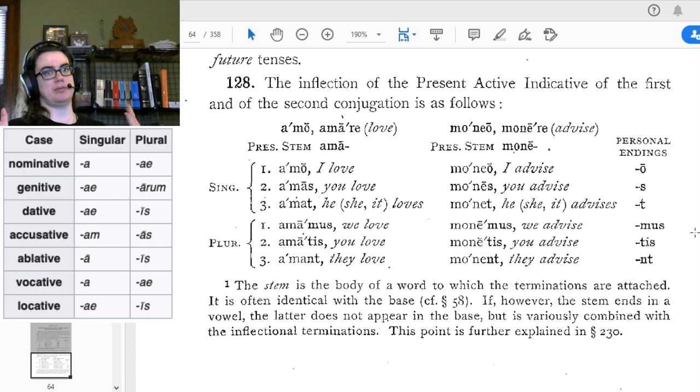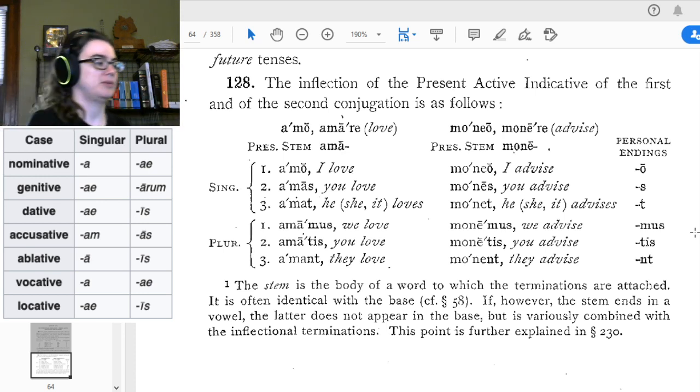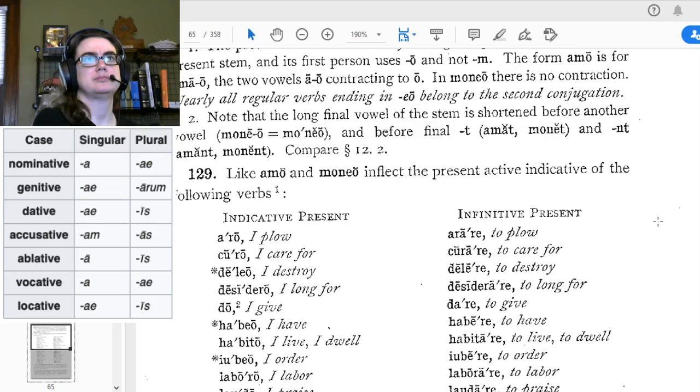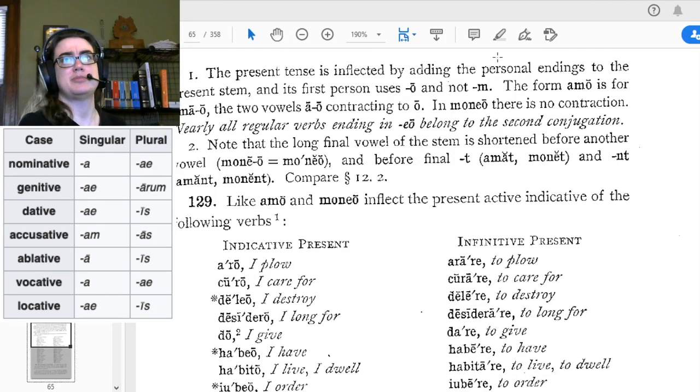That's just if you want to be writing poetry. Or if you're working with a teacher who really cares about long marks and short marks. Not an important fact to hold on to until you get there. Then you'll want to review. Right now, present stem plus o, s, t, mus, tis, nt. You got the present. That's what you need to remember. The present tense is inflected by adding the personal endings to the present stem, and the first person uses the O and not the M, right? Present O.